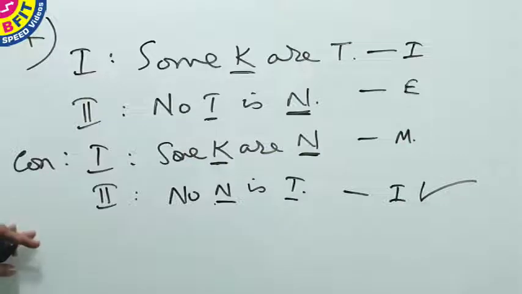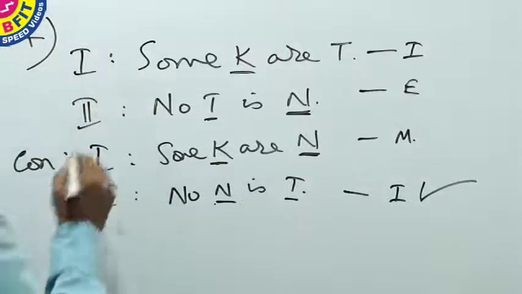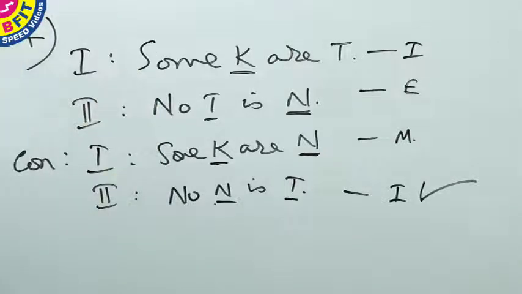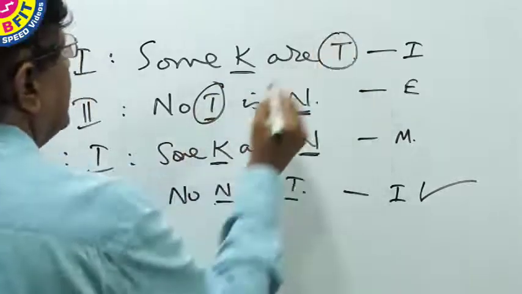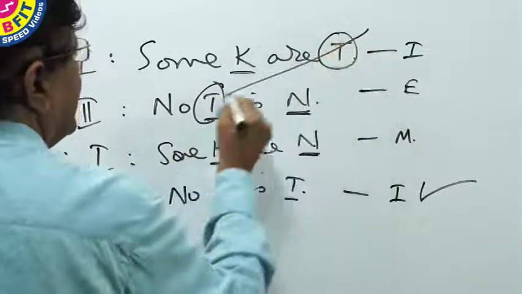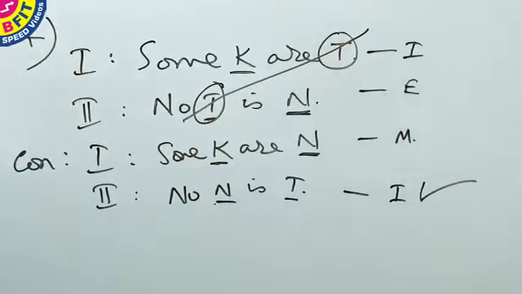Now we have to test the mediate inference. Mediate inference has to be tested from statements 1 and 2. For that, the first thing you have to check is whether there is a common term and if it is aligned. So is there a common term? Yes, there is a common term. Is it aligned? Yes, it is aligned. Therefore we can cancel. So now we can validly arrive at some valid mediate inference.